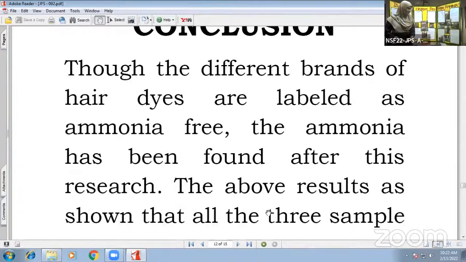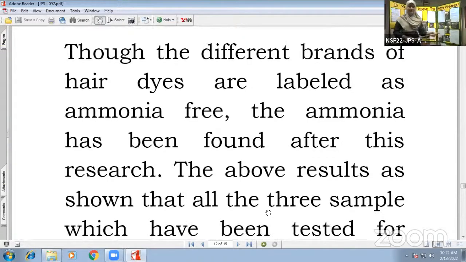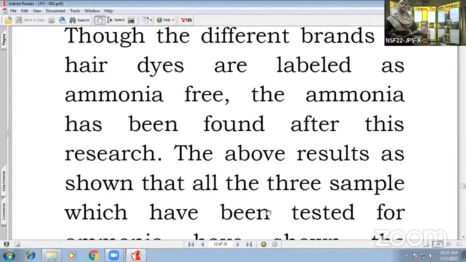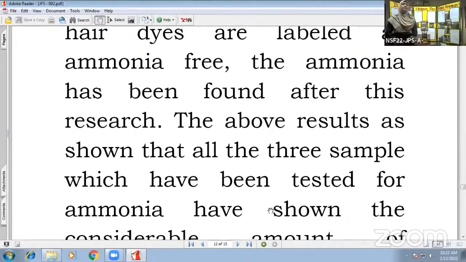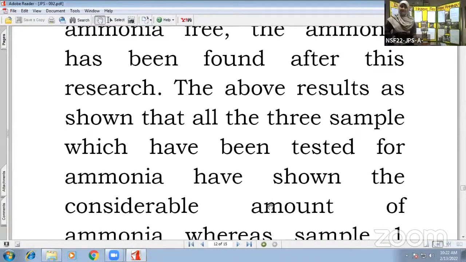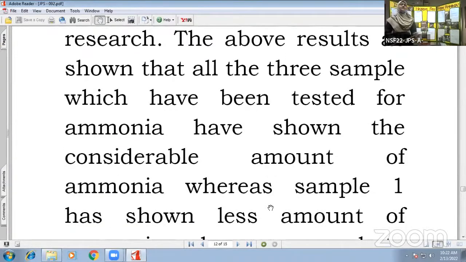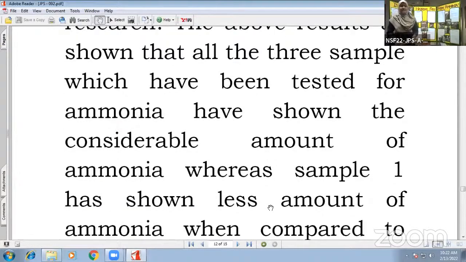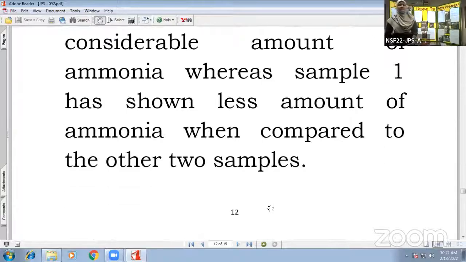And after checking, Indica, the sample 2, showed the least amount of ammonia when compared with other samples. So the application of this project in our daily life is that ammonia is a harmful chemical, and the products which contain ammonia are also harmful for us. So there should be awareness raised about the products which contain ammonia in them. Thank you.